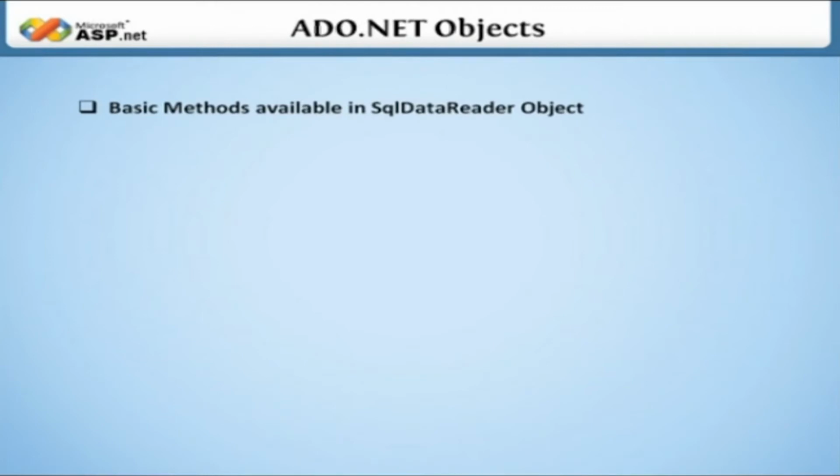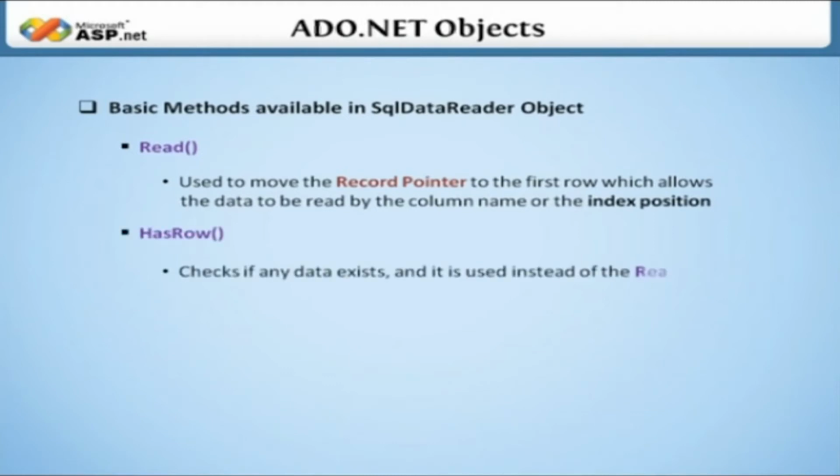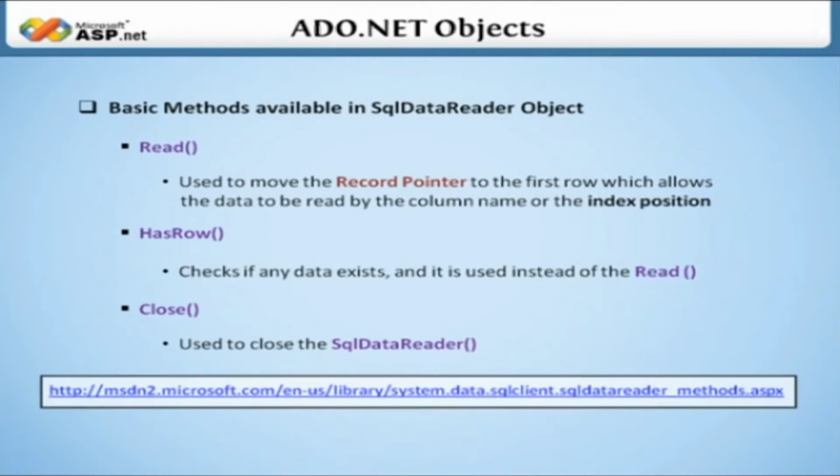The basic methods available in the data reader object are the Read method, which is used to move the record pointer to the first row, which allows the data to be read by the column name or the index position. HasRows method. This checks if any data exists, and it's used instead of the Read method. And Close method. It is used to close the SQLDataReader. Now then, you've got some basic ideas about basic objects used in ASP.NET. If you want to learn more about SQLDataReader, refer to this URL. We'll discuss more objects in the upcoming lesson.